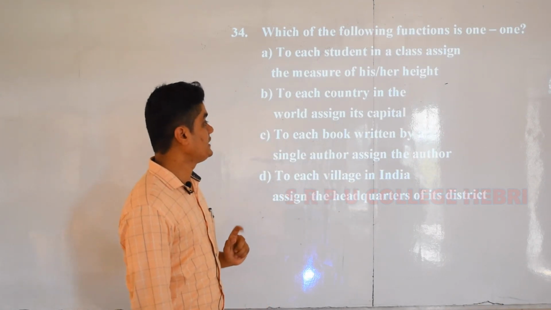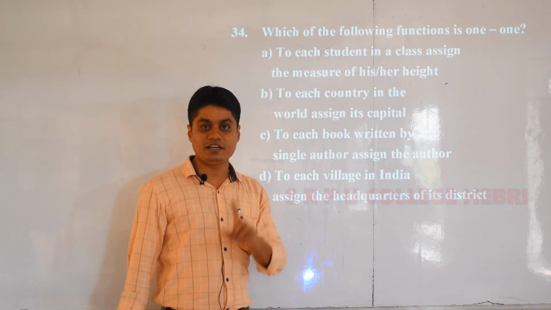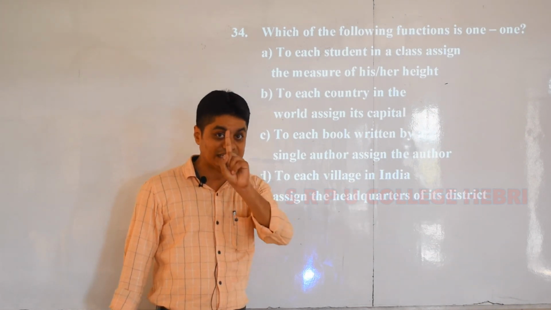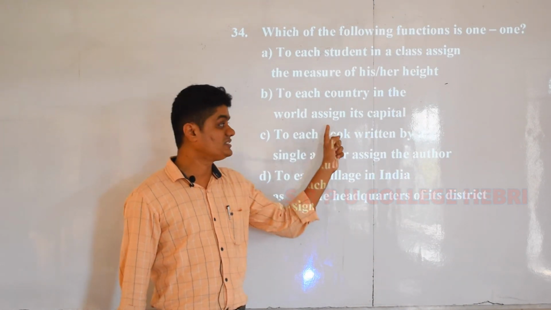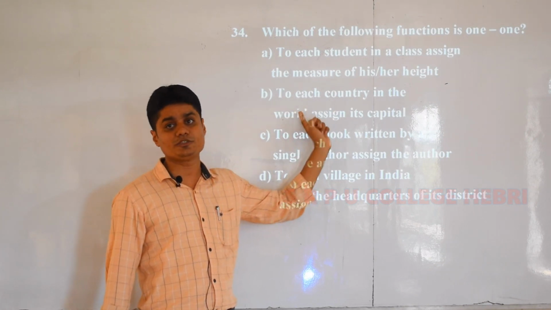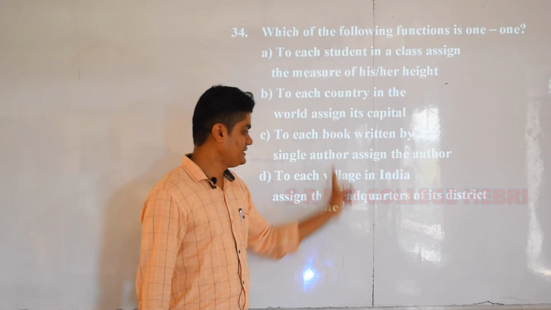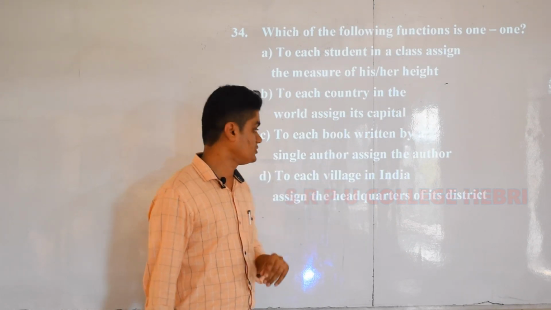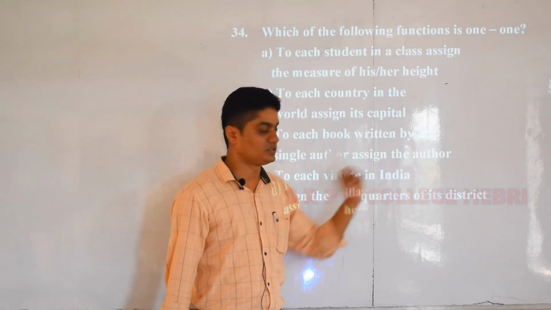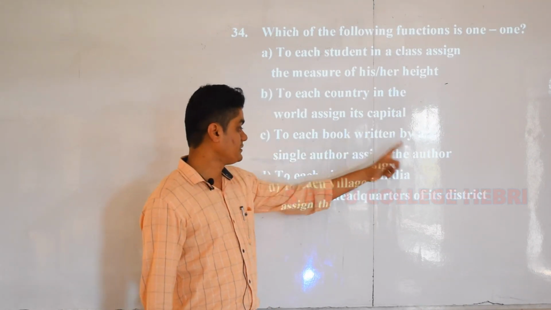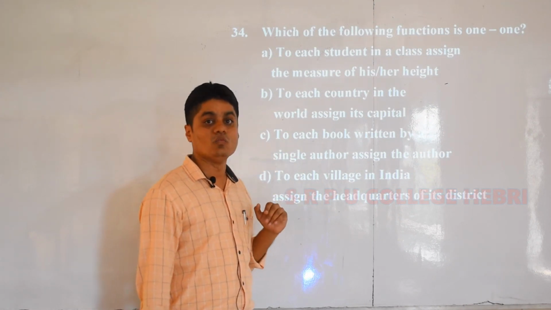Next: to each country in the world assign its capital. In this case, for a country how many capitals can we have? A single one. One country has usually one capital. So this may be possible, there is a 1-to-1 correspondence. But before confirming, please check the other two. Option C: to each book written by a single author, assign the author. This may not be 1-1.